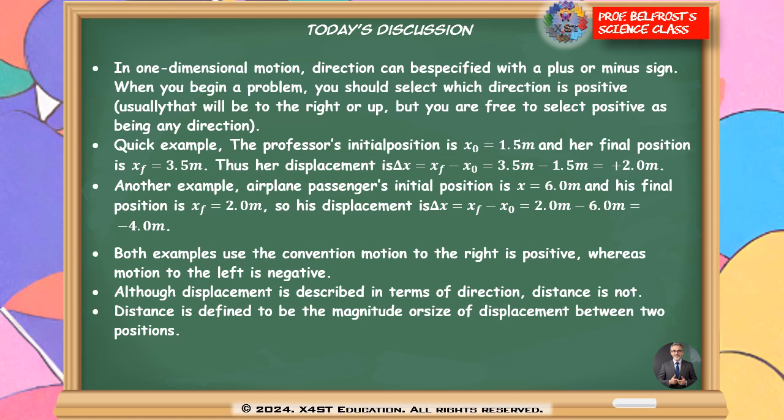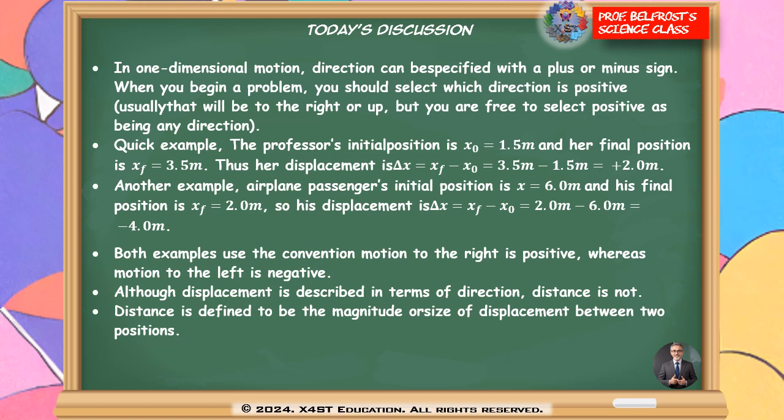So, a quick example for you. Say that the professor's initial position is at 1.5 meters and her final position is at 3.5 meters. Thus, her displacement is delta x equals 3.5 minus 1.5 equals plus 2.0 meters. Another example: say that the airline passenger's initial position is at x equals 6.0 meters and his final position is at 2.0 meters, so his displacement is minus 4.0 meters.